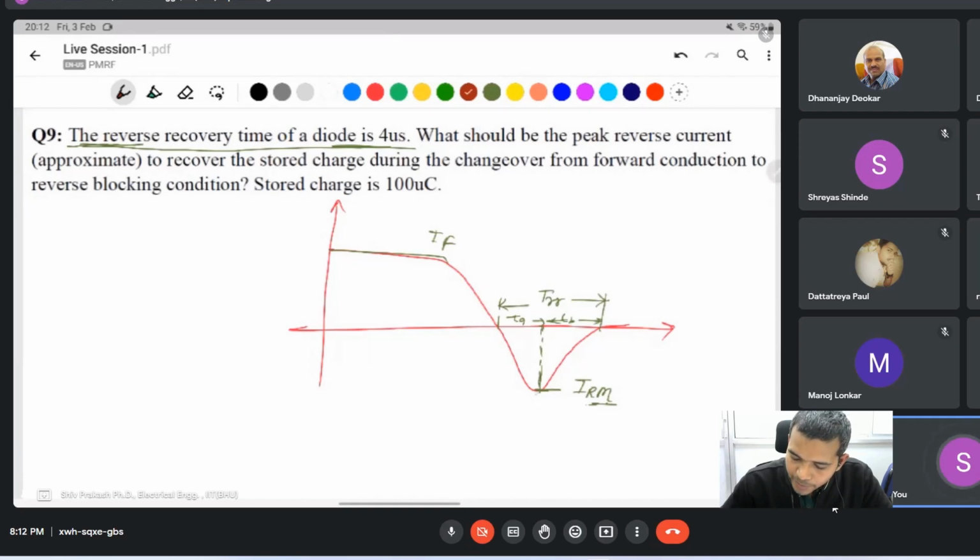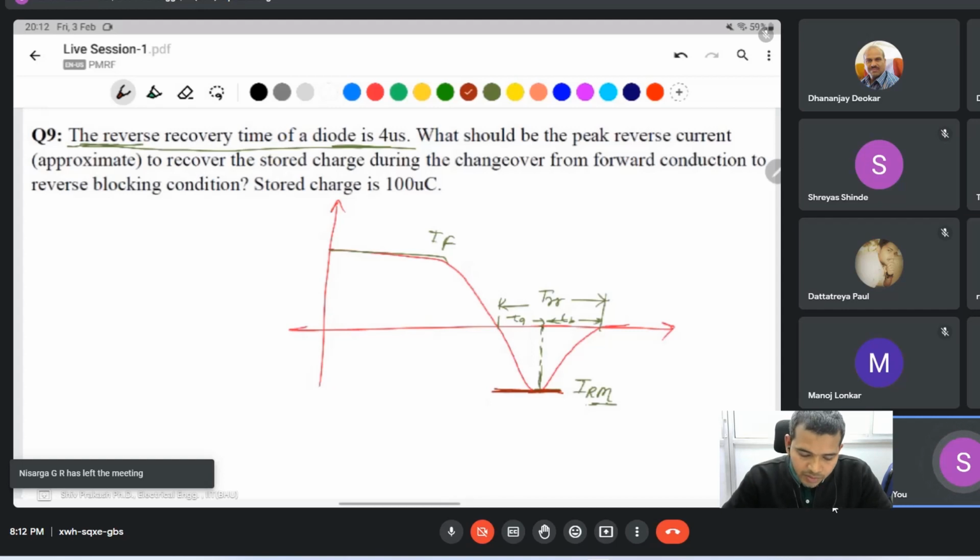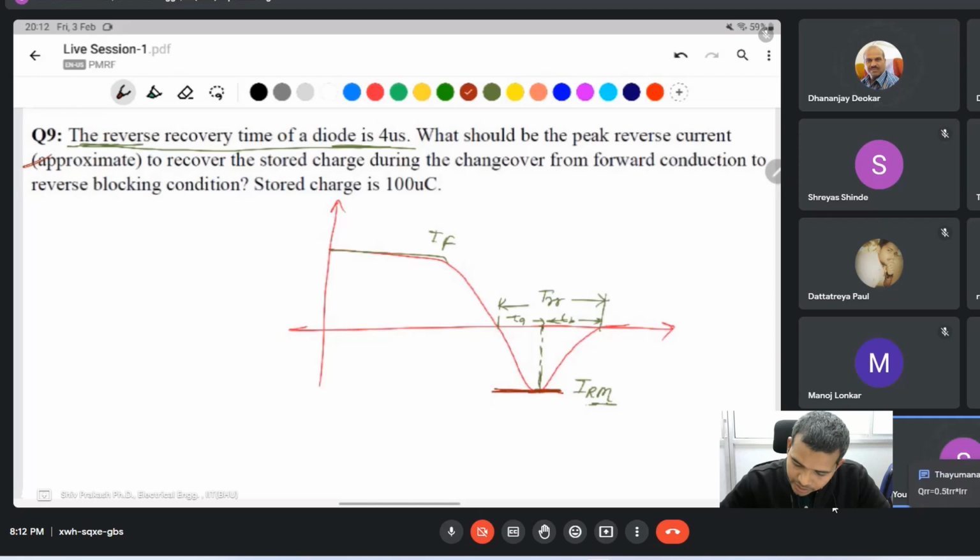We are asked about the peak reverse current, the maximum reverse current, IRM. If you observe this curve, it gives an approximation. Approximate means you can take it as a triangle. This one is the height of the triangle, this one is the base of the triangle. Then we find the area under the curve.